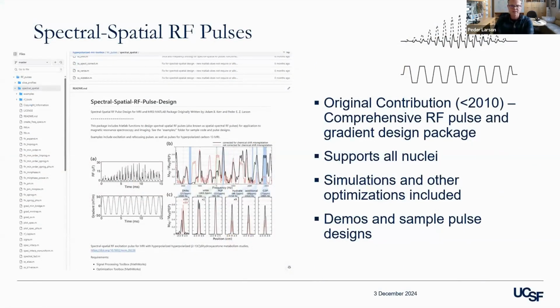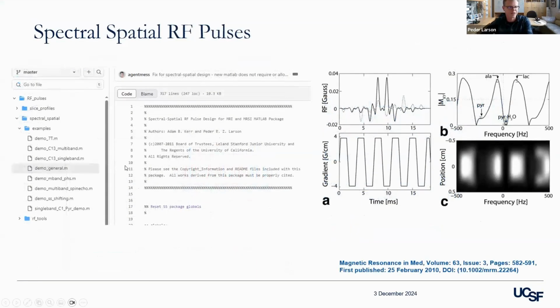What's in that toolbox is something I did a long time ago: spectral-spatial pulse design. It has been one of the pretty popular features in there. This is pretty old, but it's been up there for a while and it's still being used, so I'm pretty happy about that. It has a lot of demonstration scripts, and over the years I've tried to make these simpler and simpler, because they were overly complex, and for what needs to be done, it can actually be quite simple.